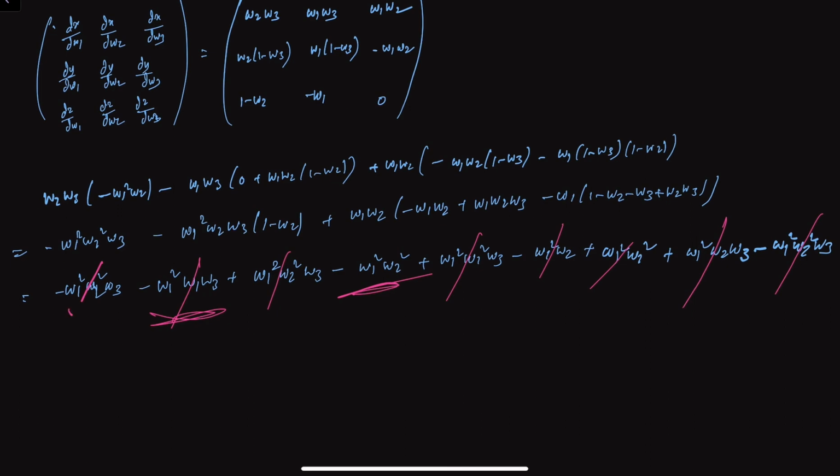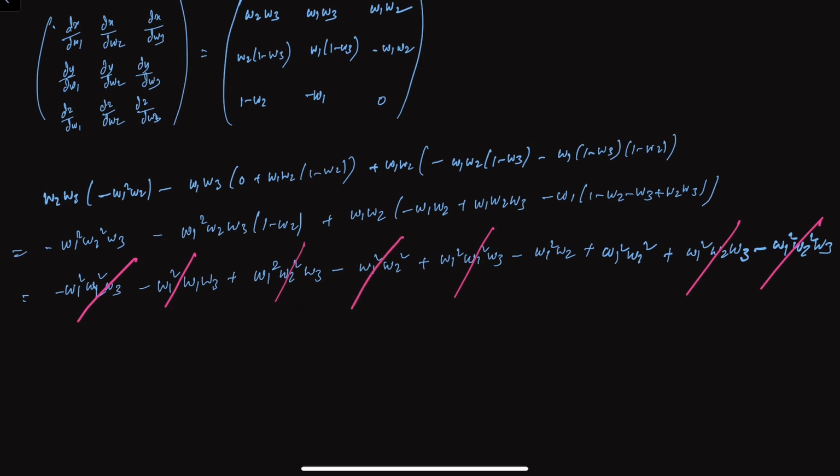Sorry, just a minute, let me cancel once more. So we have w1 square w2 square w3, which will get cancelled with this, minus w1 square w2 w3 will get cancelled with this, and w1 square w2 square w3 will get cancelled with this, and minus w1 square w2 square will get cancelled with this.